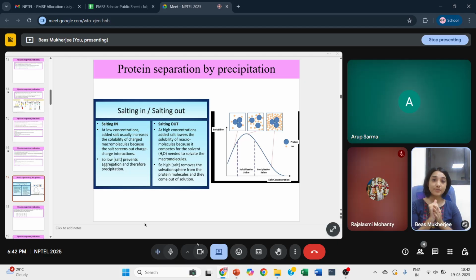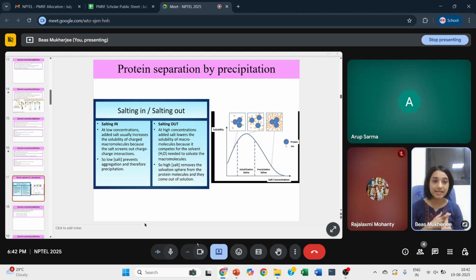Now we will look at something which is very important for protein purification, and this is the concept of precipitation. Now what is salting in and salting out? So see, proteins are very delicate and they are best soluble at only a specific temperature and pH range. Beyond that, they are less soluble. They actually precipitate out, right?